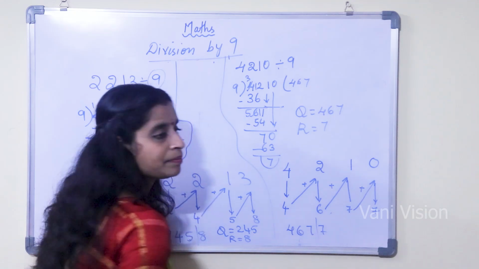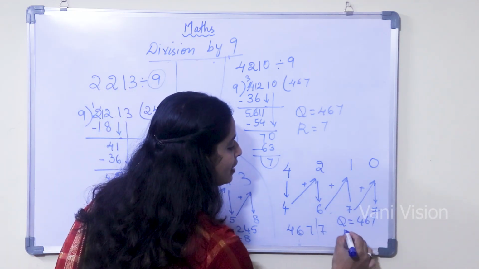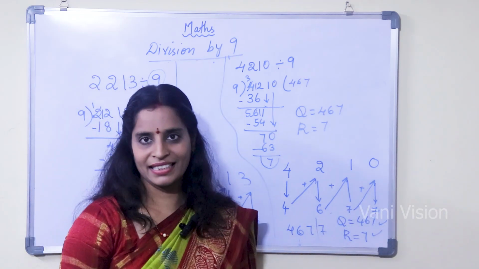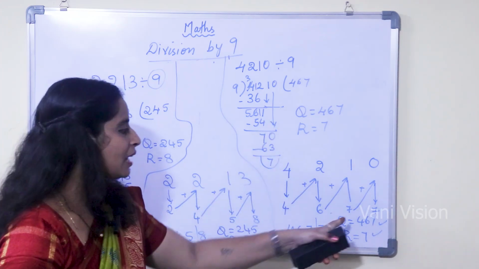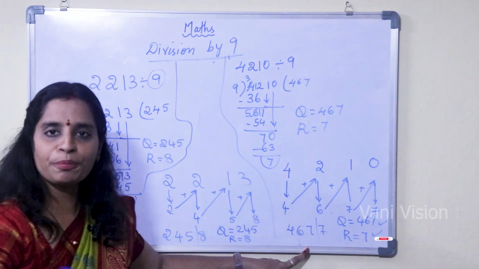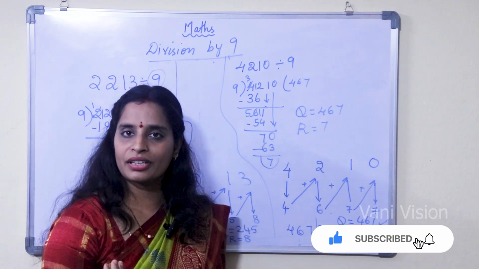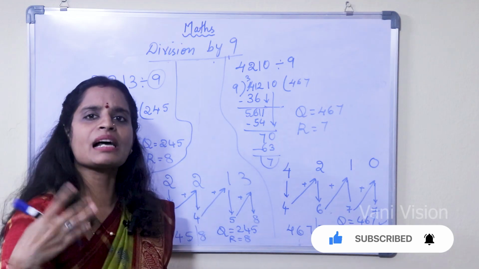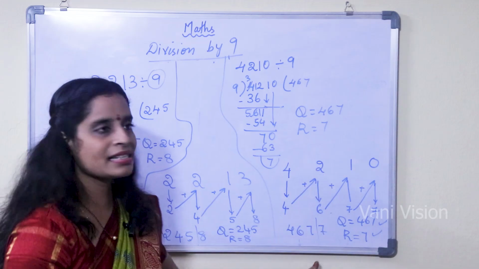So separate it. So what is your quotient? 467. What is your remainder? 7. Is it correct? Yes, right? So whatever the method you are going to use, the answer is correct. So start implementing this. If you practice it, then only you are going to use these methods correctly. Okay. So I have given you 2 examples over here. You can do it with some other numbers, right? Yeah. So see, answers are same.